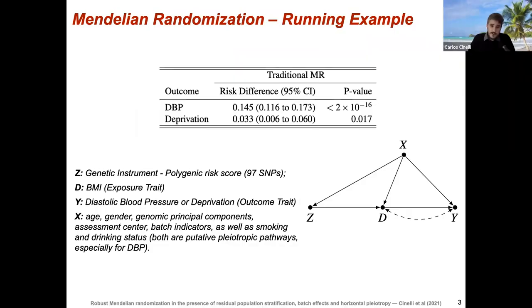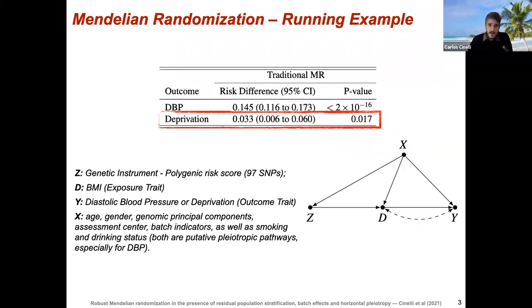So let's see what the typical traditional MR study looks like. So that's what your typical MR study is going to have. So for example, previous studies used Mendelian randomization on the UK Biobank data set to assess the effect of BMI on several social and health outcomes. In particular, these studies found a statistically significant effect of BMI on diastolic blood pressure, which I'm going to call here DBP, and on a Townsend deprivation index, which is a measure of socioeconomic status. And here I'm just going to call it deprivation.